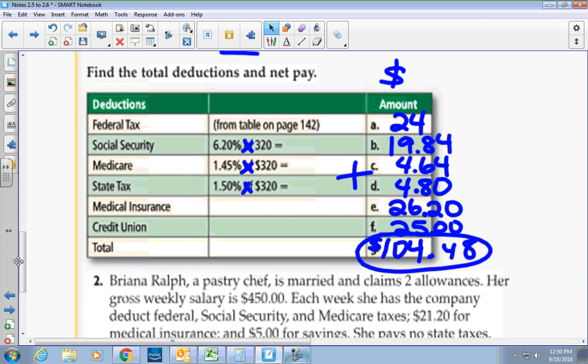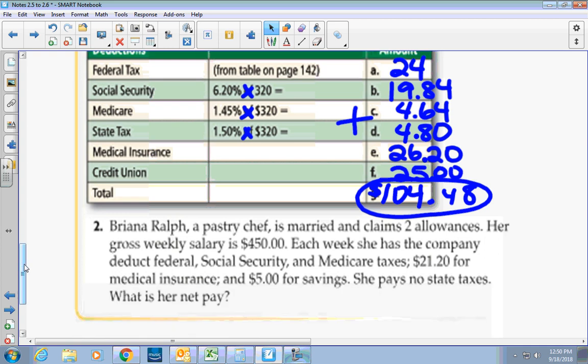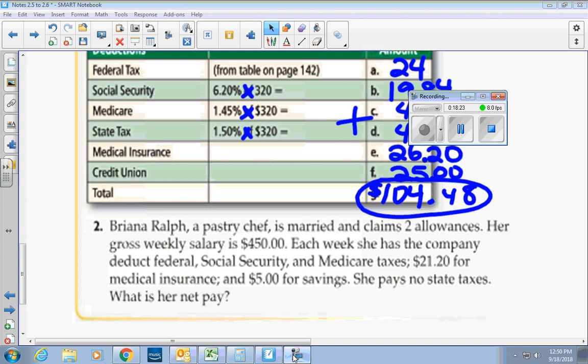Okay, take a moment and calculate Brianna's. Use the information from above. She makes $450. She's on the married chart, so look at the top of your chart page, make sure you're looking at married. And she makes $450 a week. She claims 2 allowances. She has federal, Social Security, Medicare, medical insurance, and savings, and she does not have state. What is her net pay? She claims by herself.